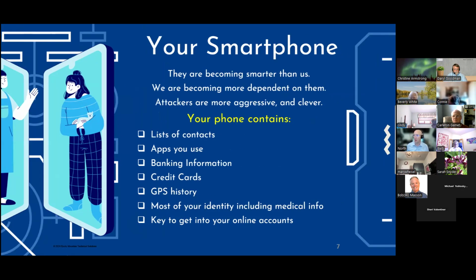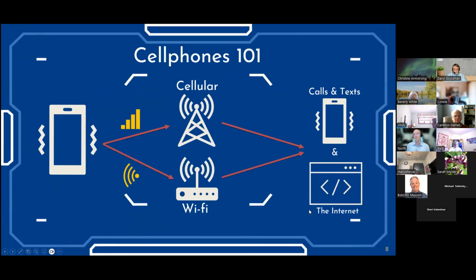So let's talk about that real quick. Cell phones 101. There are two ways that your phone connects to the outside world. Number one is the cellular connection. So when you say, hey, that old adage, "How many bars do you have?" The bars indicate your cellular connection. Now that's going to go through whether it's Verizon, T-Mobile, AT&T, your cellular network, that's going to connect to the tower and feed you data, calls, text, and access to the internet.